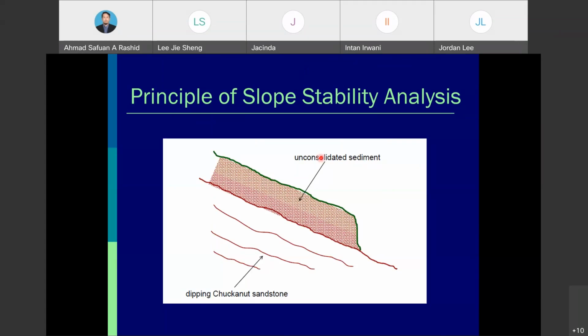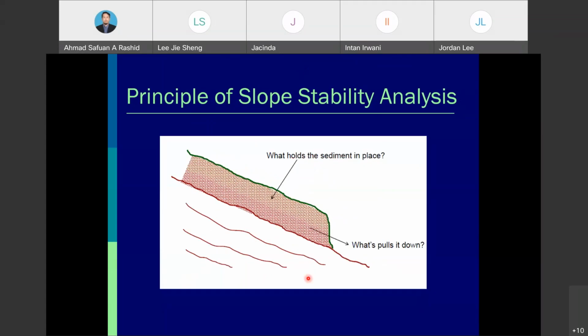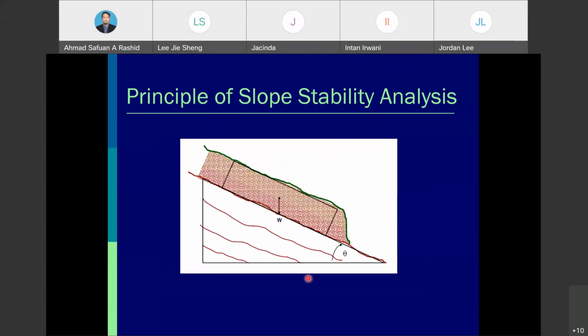So this is the unconsolidated sediment, while this is another surface of sandstone. We need to know what holds the sediment in place, and what pulls it down. What holds contributes to the resisting force, and what pulls contributes to the driving force. Then we draw what we call a block, similar to the previous discussion. Then we have this degree of the slope, which is theta.